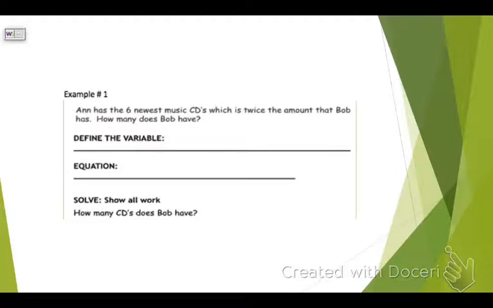Alright, first of all, we're going to do example number 1. Ann has the 6 newest CDs, which is twice the amount that Bob has. How many does Bob have? Alright, so Ann has the 6 newest music CDs, which usually means equal to, or an equal sign for an equation. And remember, this is all about writing equations. We've written expressions before, only now we're putting an equal sign in, and that's the difference between equations and expressions, right?